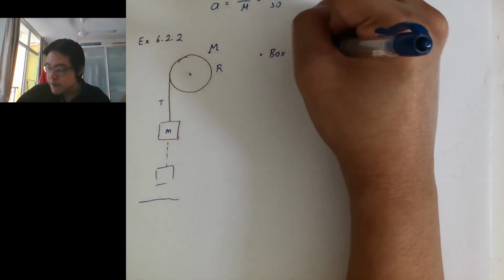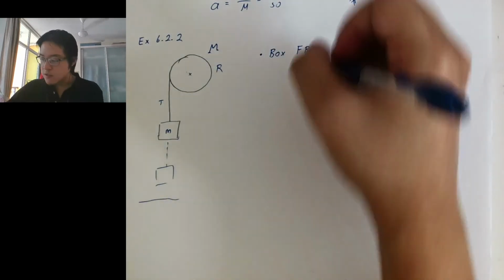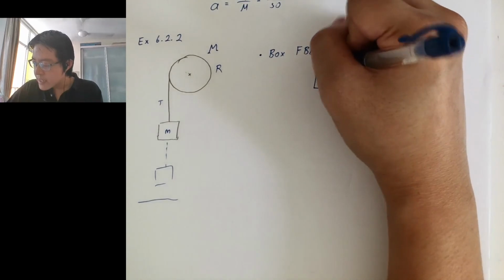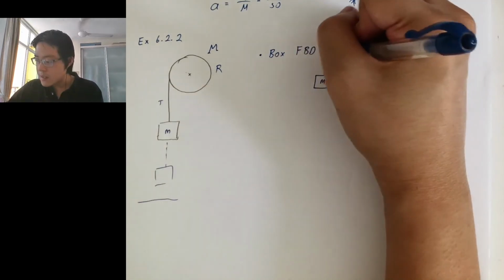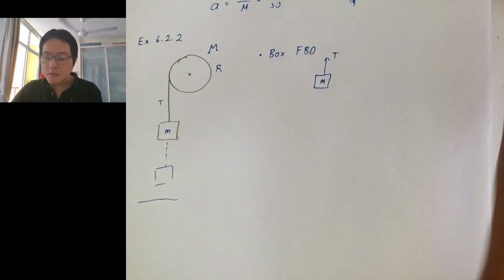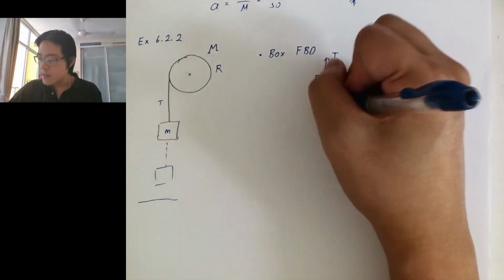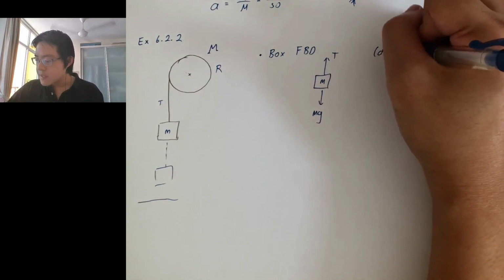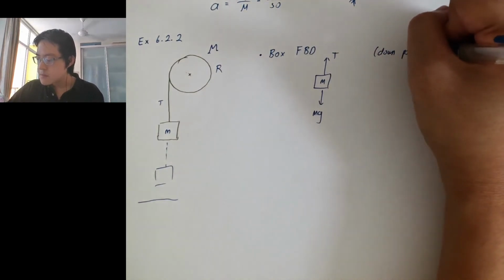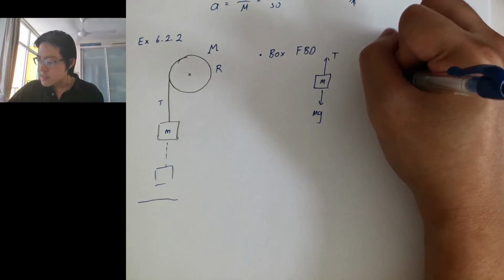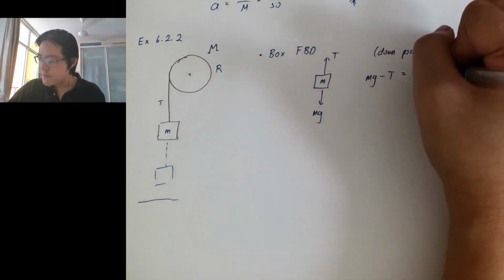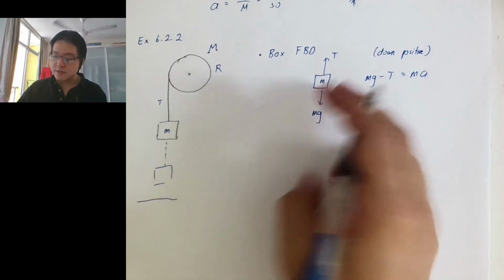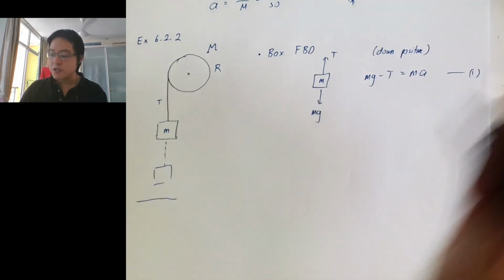I can draw the free body diagram of the box. So, free body diagram of the box: what is happening with the box of mass m? It is attached to a string, and as usual, we have a tension T. And then it has a weight, mg. If I take down as positive, then the net force is mg minus T. It will give me the mass times the acceleration of the box. So this is equation 1, right?